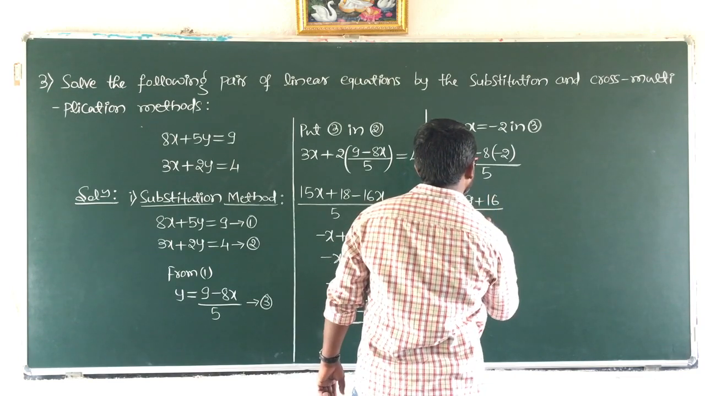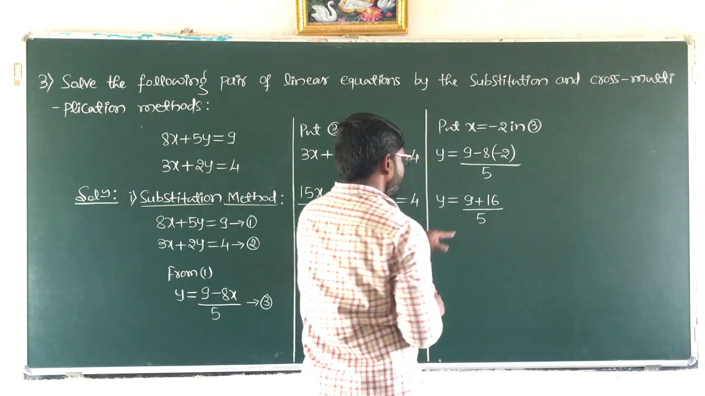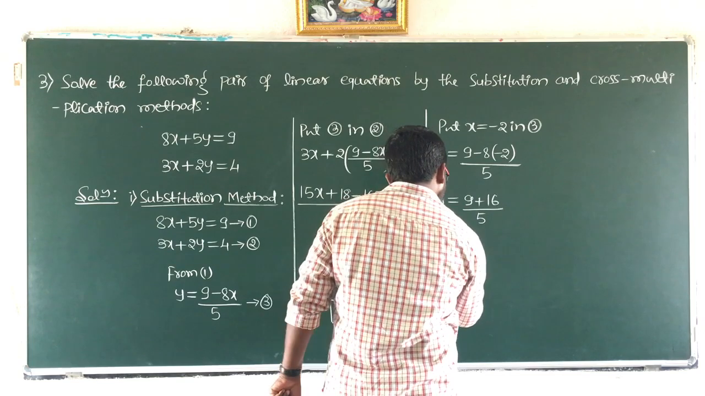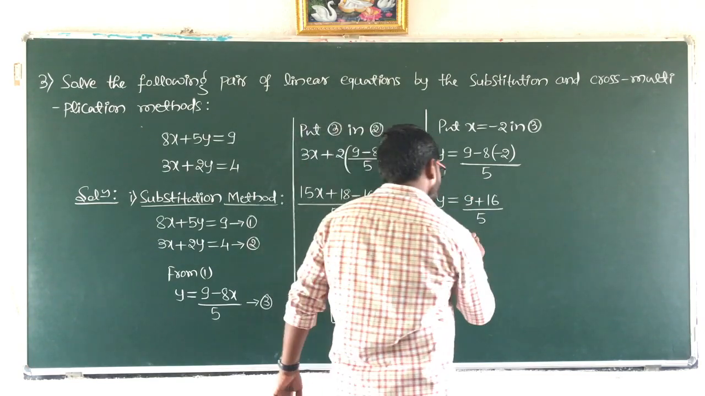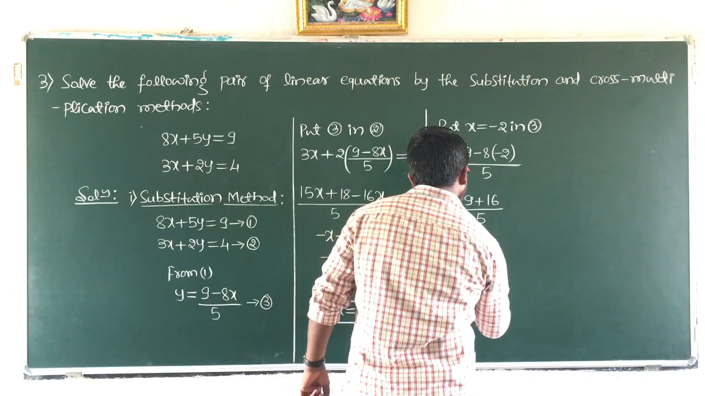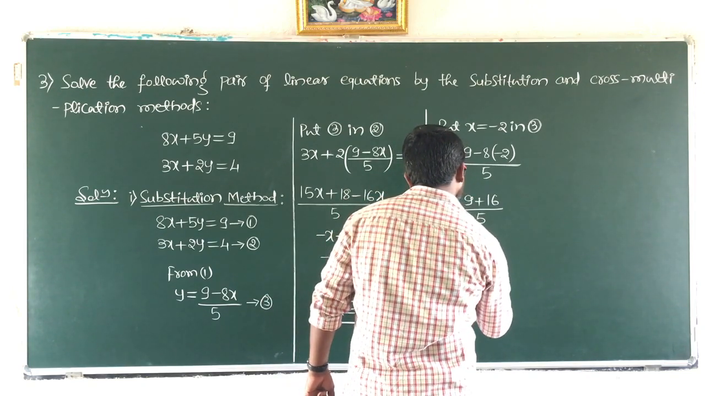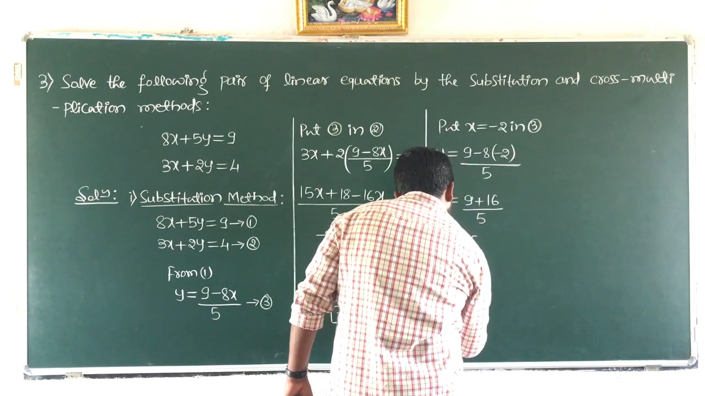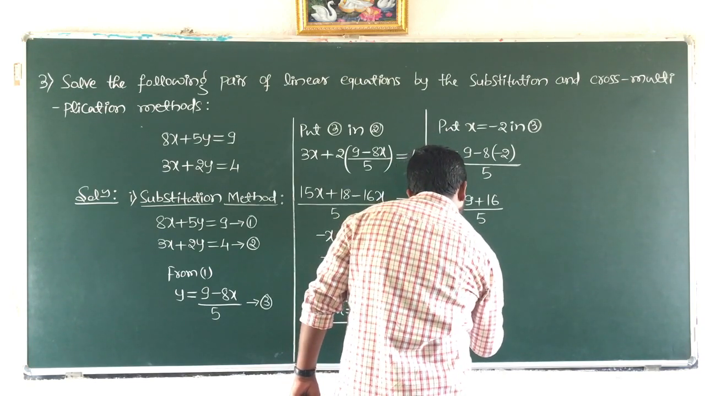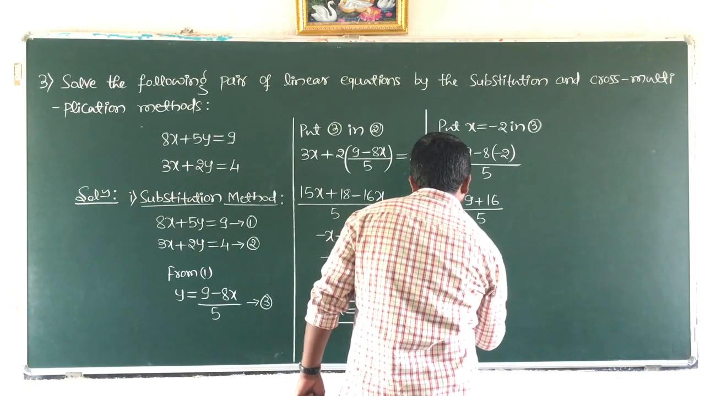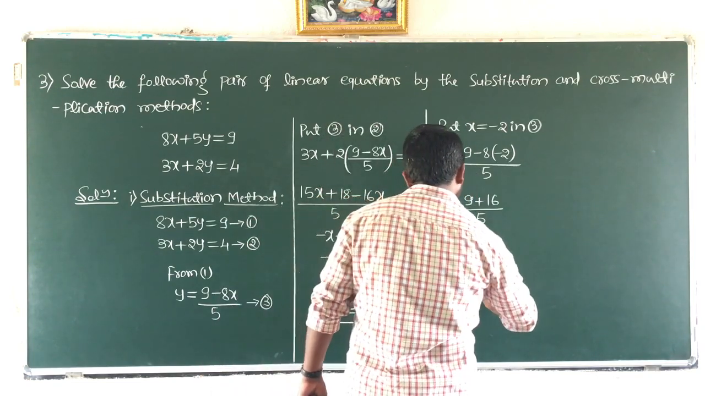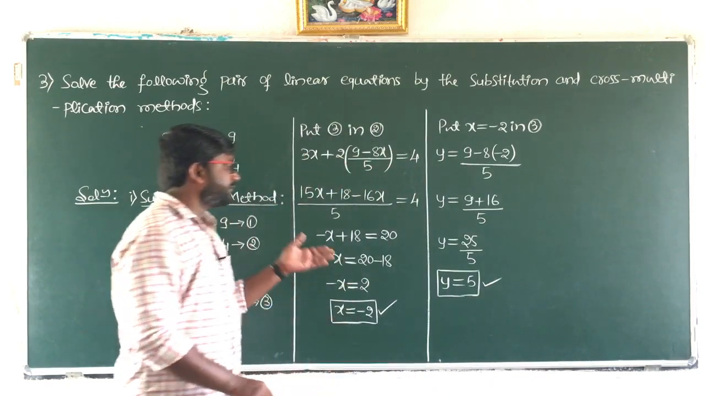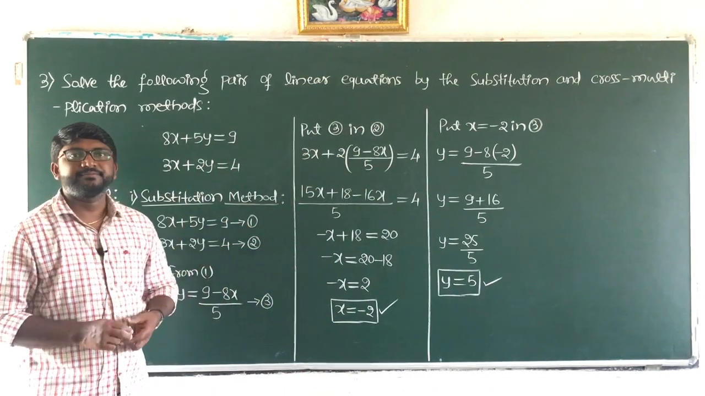divided by 5. So now see here, y which is equals to 16 plus 9 will be 25. So 25 divided by 5 will be 5. So we have got the value of x and then value of y. So this is all about the substitution method.